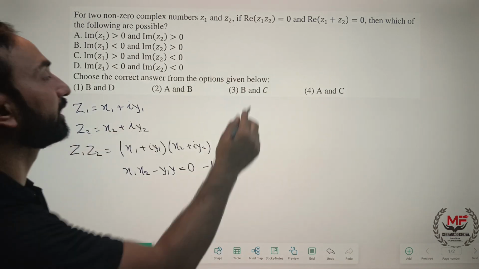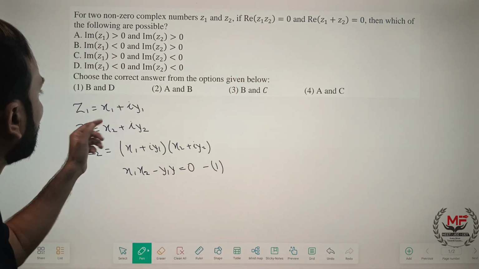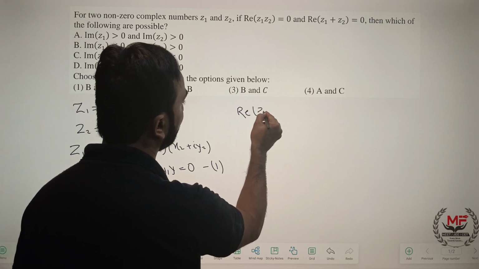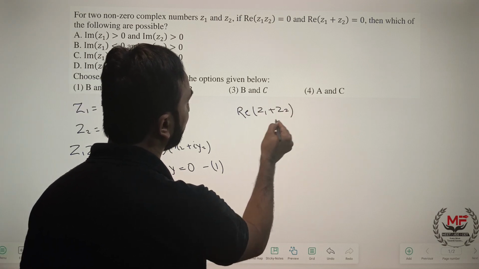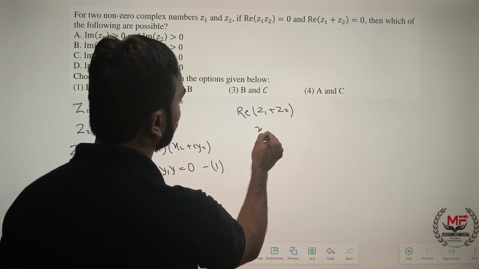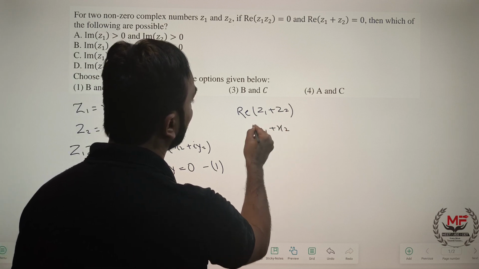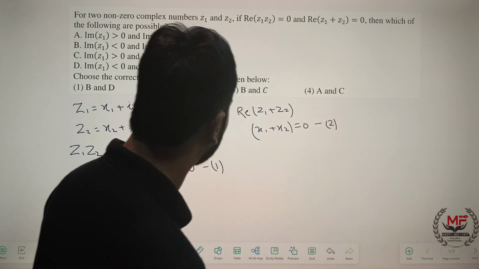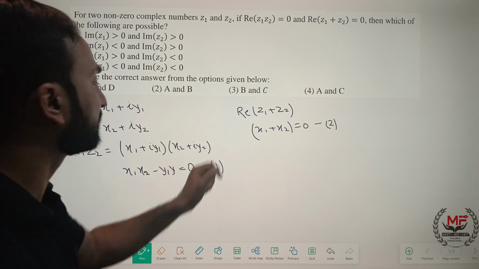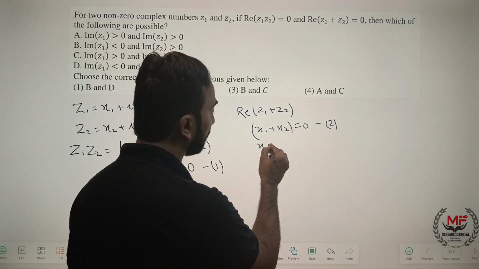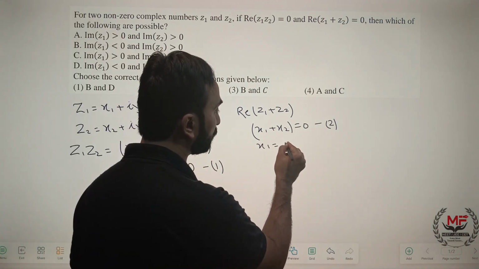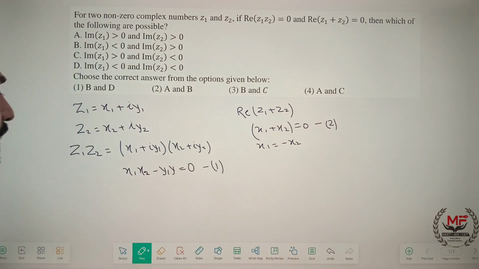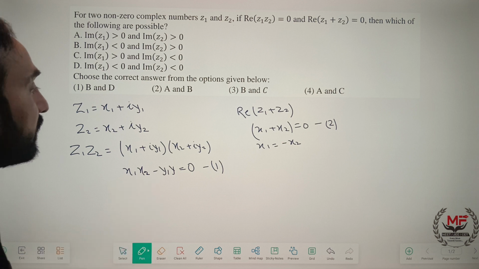Now the next part is that the real part of z1 plus z2 is also 0. The real part of z1 plus z2 we can write as x1 plus x2. So we can write x1 plus x2 is equal to 0, and we will call this equation number 2. Now if we want to write x1 in the form of x2, we can write x1 is equal to minus x2, right?